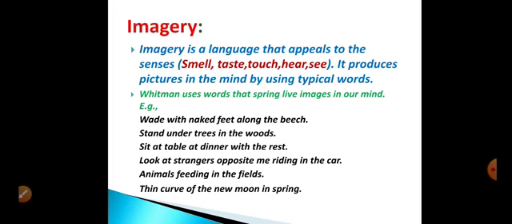So in this poem Miracles, Whitman also uses words that spring lively images in our mind. For example, when you go through these lines, you can visualize some concrete images. For example, wade with naked feet along the beach. Imagine this. When you wade with naked feet along the beach, with naked feet, when you wade through the water, how would you start feeling? It gives us a sense of touch.